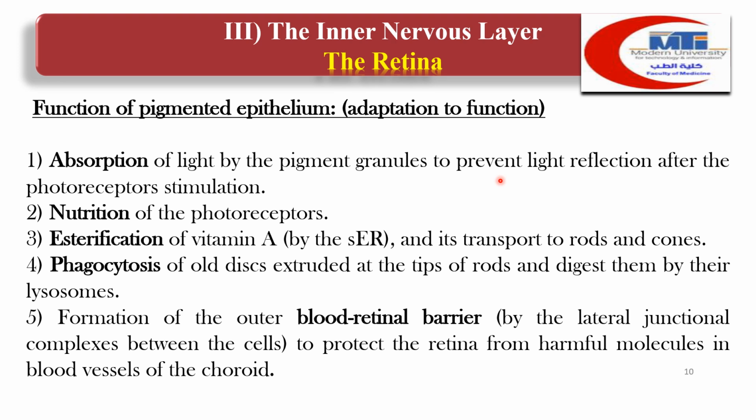As we mentioned, the cells have lateral junctional complexes between them, and these form the outer blood retinal barrier to protect the retina from harmful molecules in blood vessels of the choroid.